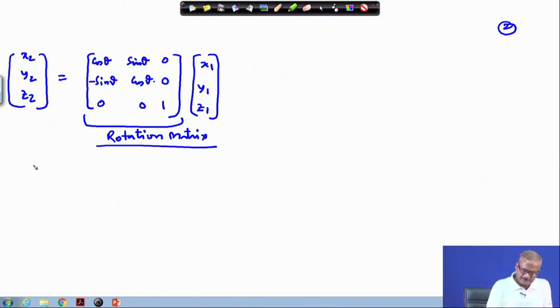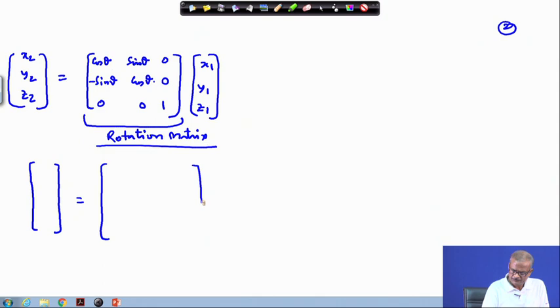Okay. In the same way, you can give rotation about the z axis. We have already given the rotation about the z axis. Now, we give rotation about the x axis.